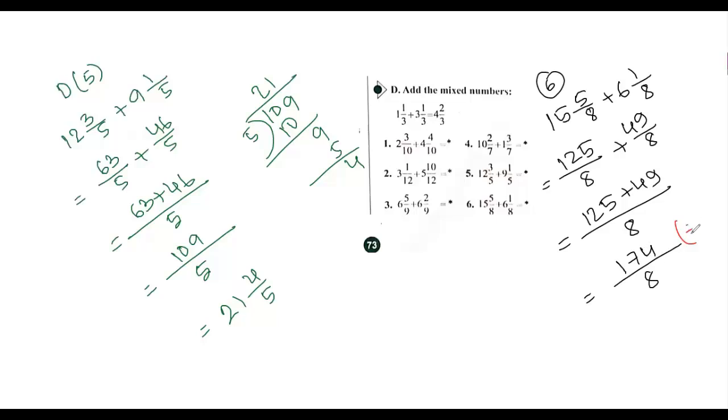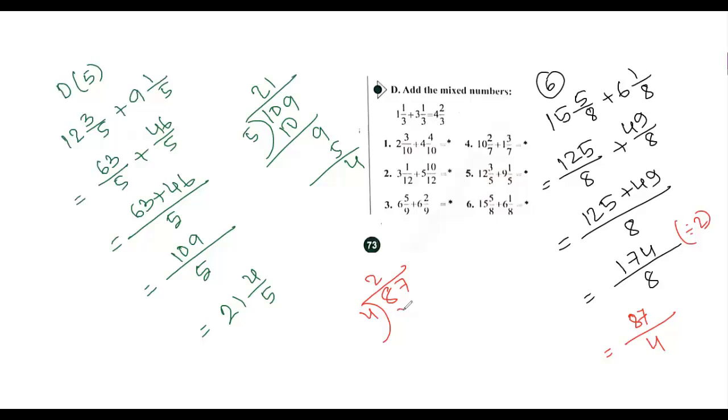174 and 8 both are even numbers. So we need to divide both numerator and denominator by 2 at first. So what will happen? 2 8s are 16. We have 1 as the remainder. 14. 2 7s are 14. And 2 4s are 8. Now 87 by 4.